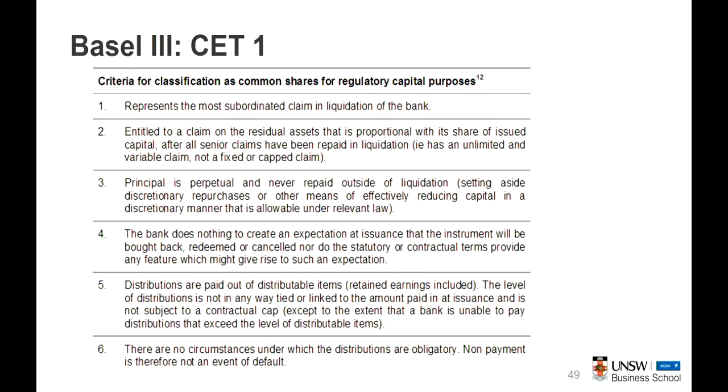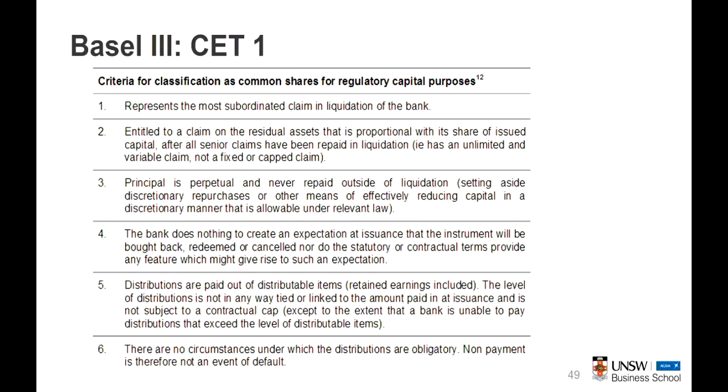So it has to be the most subordinated claim. The claim on residual assets is proportionate with its share of issued capital. Principal is perpetual. So an ordinary share cannot have any maturity. It has to be a perpetual instrument. The bank does nothing to create an expectation at issuance that the instrument will be bought back, redeemed, or cancelled. So you can't say, listen, I'll issue you some shares, and I promise I'll buy them back 5 years later.